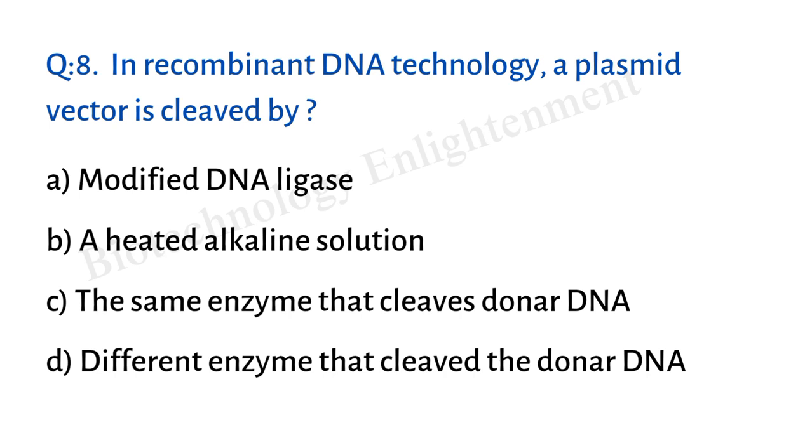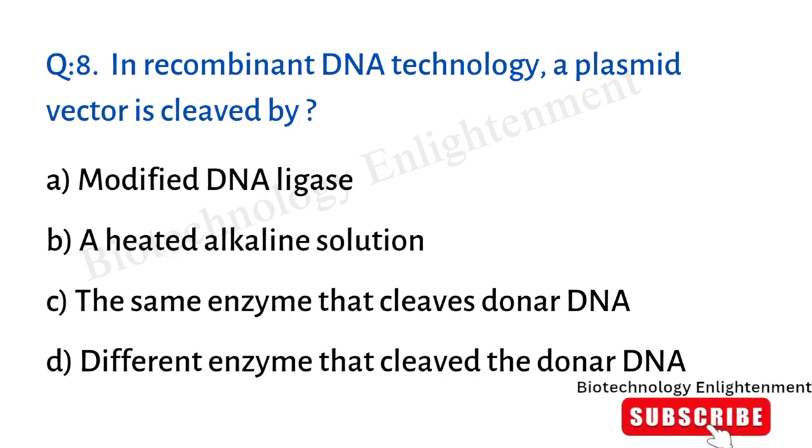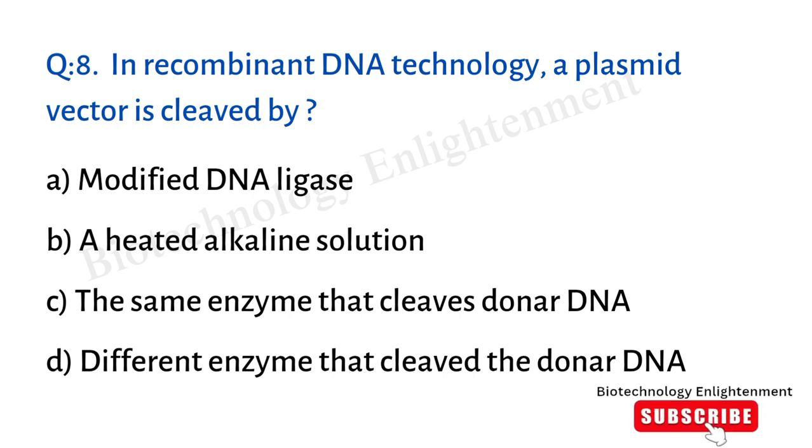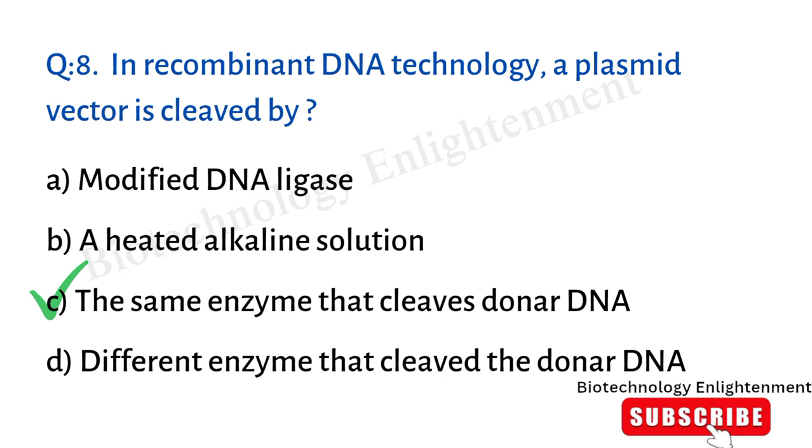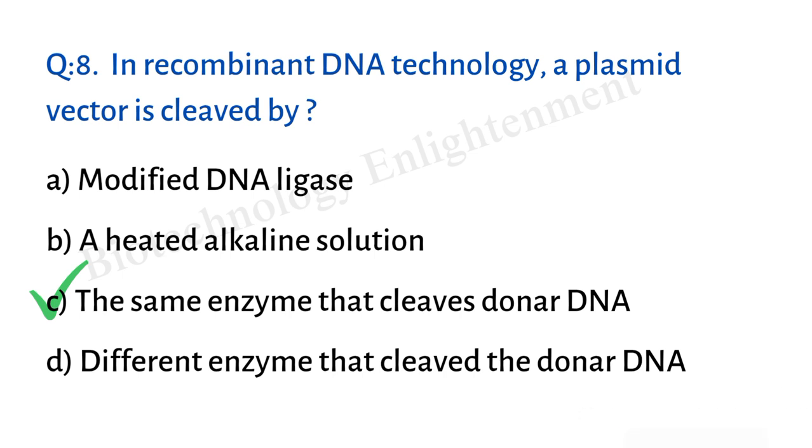Question number 8. In recombinant DNA technology, a plasmid vector is cleaved by: option A, modified DNA ligase, option B, a heated alkaline solution, option C, the same enzyme that cleaves donor DNA, option D, a different enzyme than the one that cleaves the donor DNA. In recombinant DNA technology, the plasmid vector is cleaved by the same enzyme that cleaves the donor DNA. So option C is the right answer for this question. The same enzyme that cleaves donor DNA will also cut the plasmid vector.